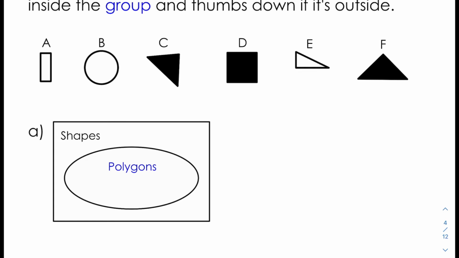A is a rectangle, has straight lines, and it's a closed shape, so it is a polygon. B, however, is a circle, and circles do not have straight lines, so they are not polygons, but they are still shapes. So I'm going to put a letter B out here. So notice how it's a shape, but it's not in the polygon area. And then the other 4, C, D, E, F, are all polygons because they have straight lines and they are closed. So we will put those letters over here.